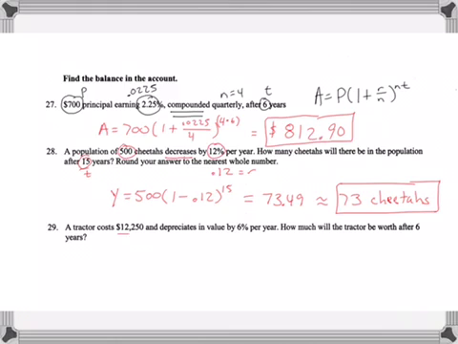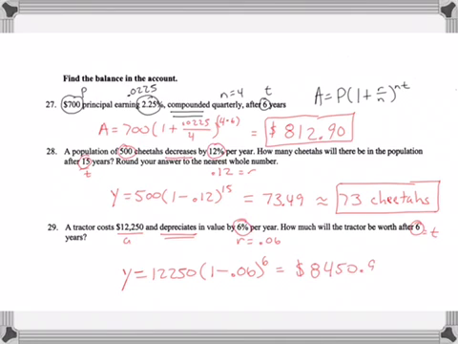29. A tractor costs $12,250 and depreciates, so that's exponential decay, by 6% per year. How much will the tractor cost after 6 years? So this is T, this is our rate, which is 0.06, and this is our A value. So y equals the initial amount times 1 minus the rate raised to the T power, in this case time is 6, so raised to the 6th power. And so after those 6 years, this tractor is still worth $8,450.90.